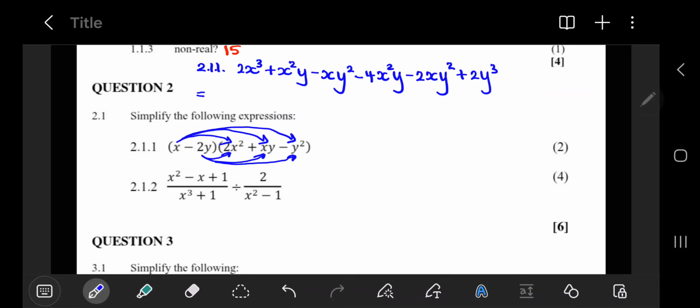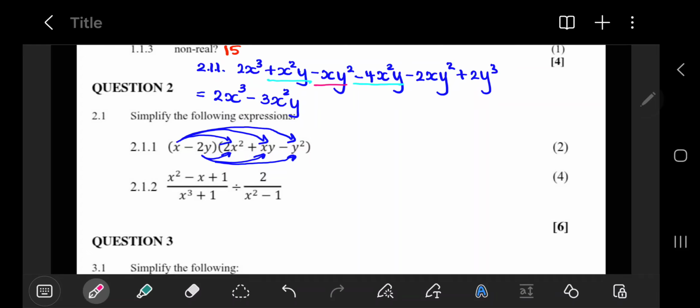Now to gather like terms, we notice that there is only one term that has x cubed in it, so that will stay as is, 2x cubed. Looking at the next term, we have x squared y, and we notice that there are 2 terms that actually have x squared y in it. We've got positive x squared y minus 4x squared y. That is going to give us negative 3x squared y.